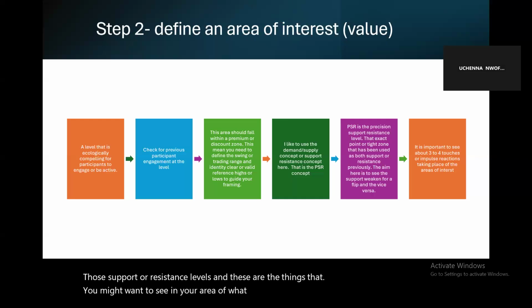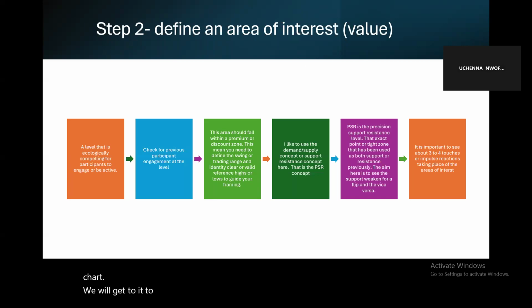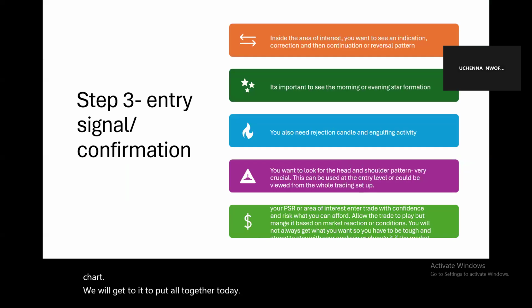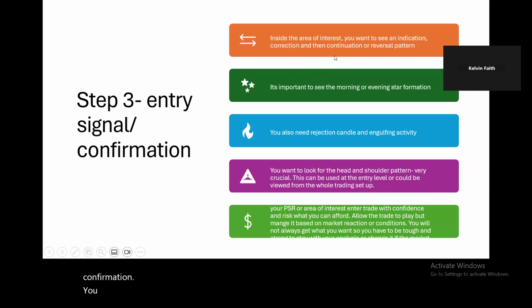So we showed examples of these on the chart. We will get to put it all together today in step three, which is what we are going to focus more on for today, to find your entry signal or confirmation. For this, you might want to pay attention to the area of interest, and you want to see within the area of interest an indication, correction, and either continuation or reversal.